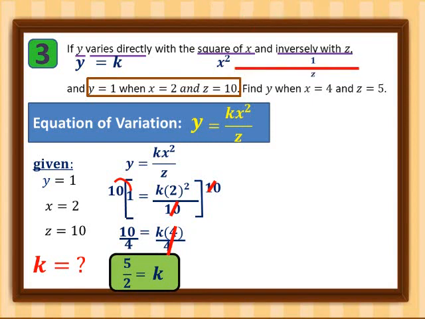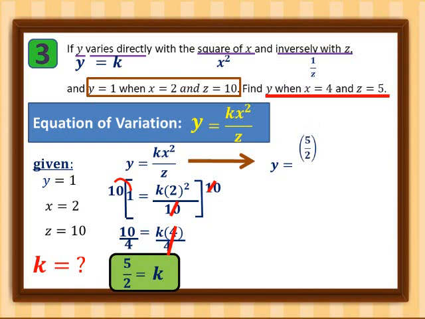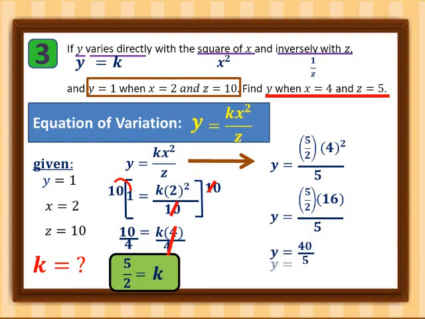Now we have here, find y when x is equal to 4 and z is equal to 5. Again, the same equation of variation. This time, we will be solving for y. Our k, we already know, is 5 over 2. And then our x this time is 4 squared over 5. So y is equal to 5 over 2 times 4 squared, that is 16, over 5. So y is equal to 5 over 2 times 16. That will give us 40 over 5. Now 40 over 5 is equivalent to 8. So our y here for number 3 is equivalent to 8.